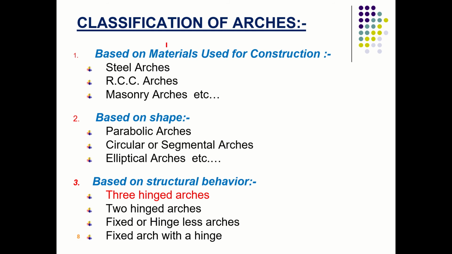Classification of arches based on materials used for construction. There are different types of materials used in arches, for example, arches made of steel, RCC, masonry arches, etc. On the basis of shape, there are parabolic arches, circular or segmental arches, elliptical arches, etc. Based on structural behavior, there are three hinged arches, and I have highlighted it in red because it is statically determinate. All others are statically indeterminate: two hinged arches, fixed or hingeless arches, fixed arch with a hinge. So these all are indeterminate arches.